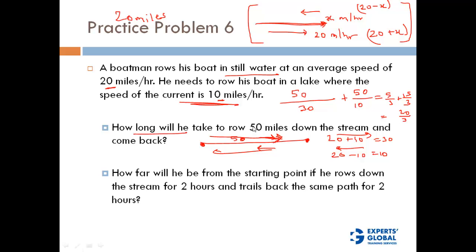What is going to be that? That is going to be how long. That means this is time. The unit is going to be hours. Pay attention to units. So the total time for this journey is going to be 20 by 3 hours.